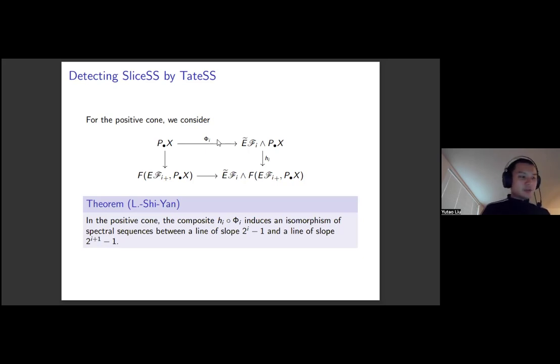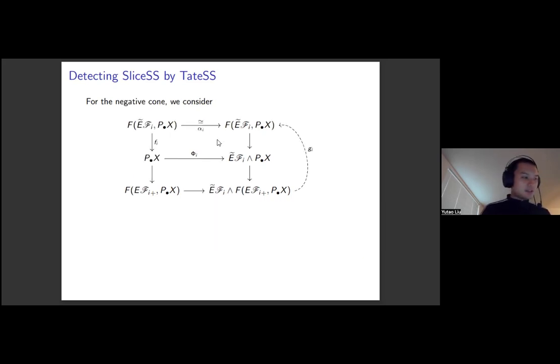On the negative cone, you can find another map instead. You consider this larger graph, so it is the generalized Tate diagram together with its fiber. Since there's a map from the Tate, the bottom right corner, to the top right corner, the fiber of the map.